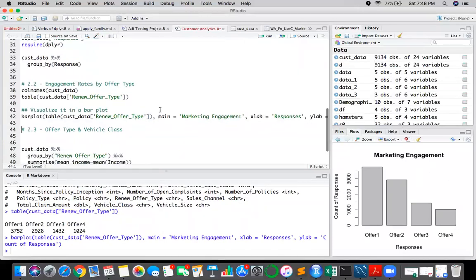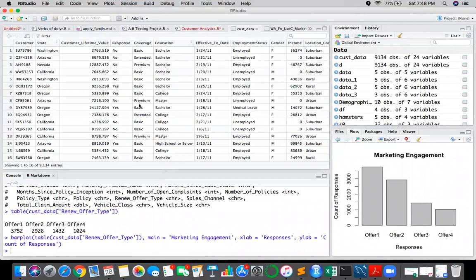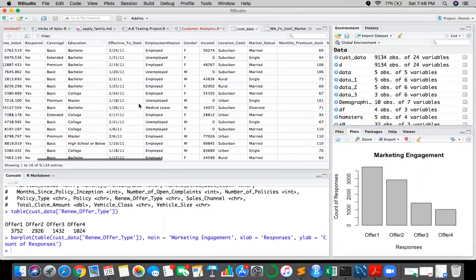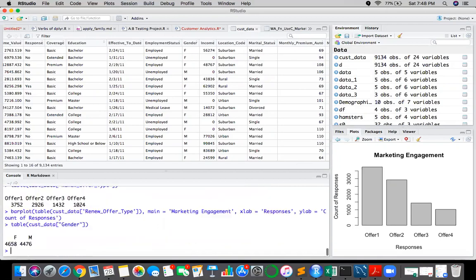Okay, now let's get back to the data. Anything else that you want to know, we'll code it itself. So we'll see how many customers are male and how many are female. How will you do that? Table cust data, and then you can see gender. We see that it's almost equally distributed. We have 4,600 female customers and 4,400 male customers. So data is not skewed to any gender. It's a very evenly distributed data set.